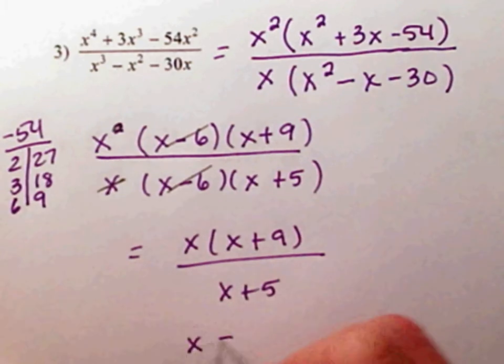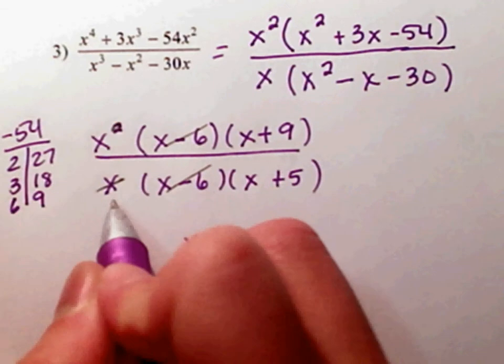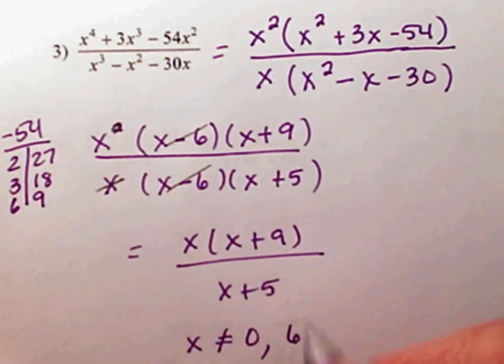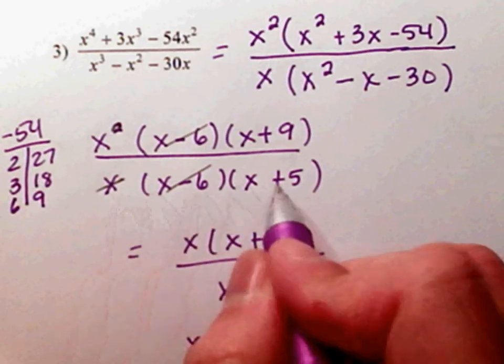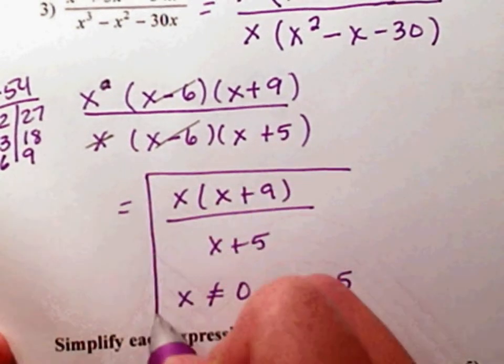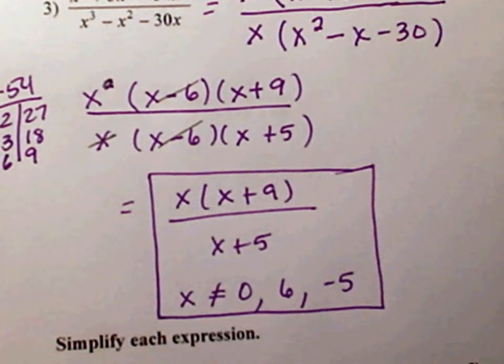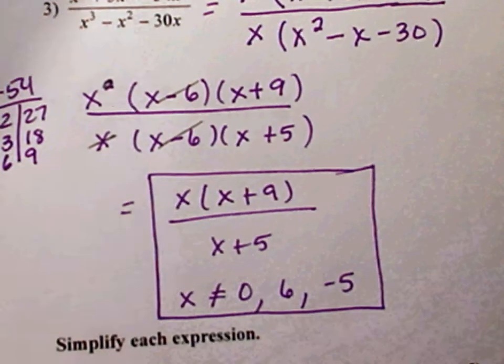X cannot be 0. See how you can't have 0? X cannot be 6 and negative 5. Set each one of these equal to 0. Okay? And there you have your solution for number 3. That is simplifying rational expressions.